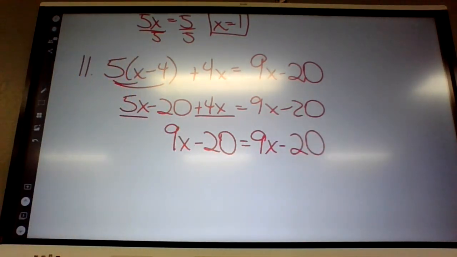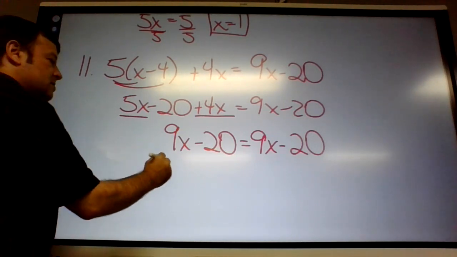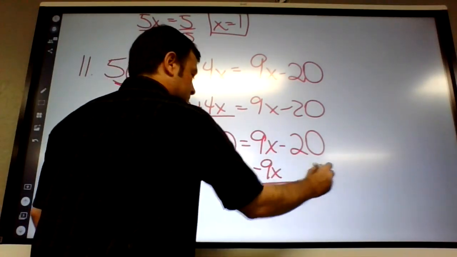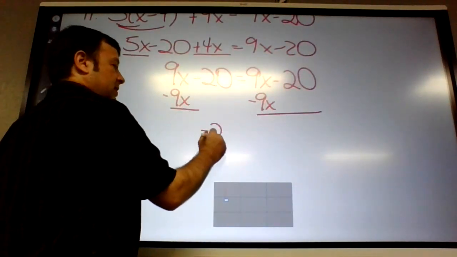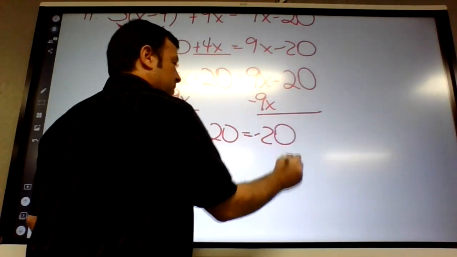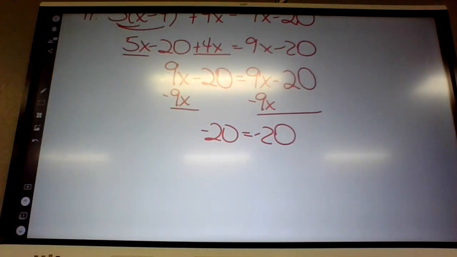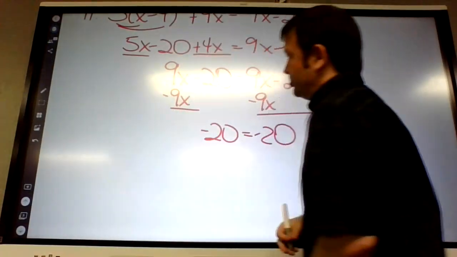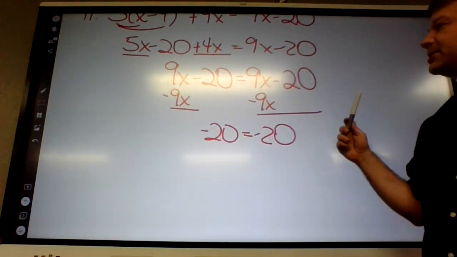Then, do you guys notice something weird about this one? Subtract 9x from both sides of the equation. So we would get negative 20 equals negative 20. Would we write this as true or not? Well, it is true. So what it means is the left side and the right side are identical, so no matter what you put in for x, you'll get something that works.